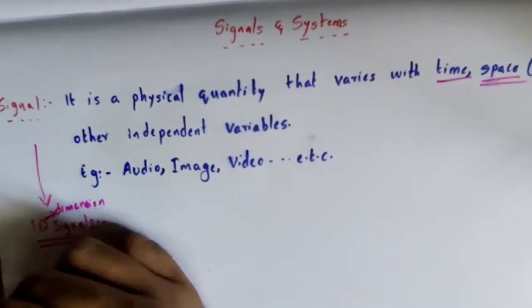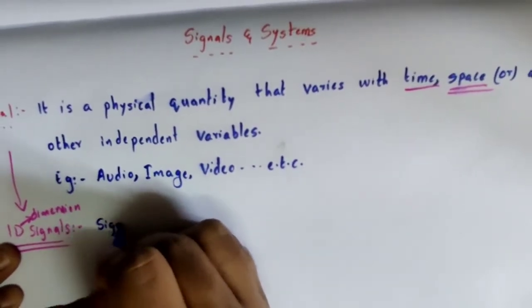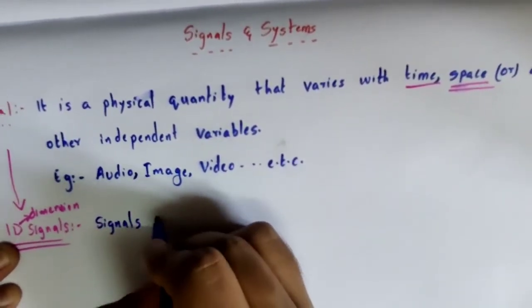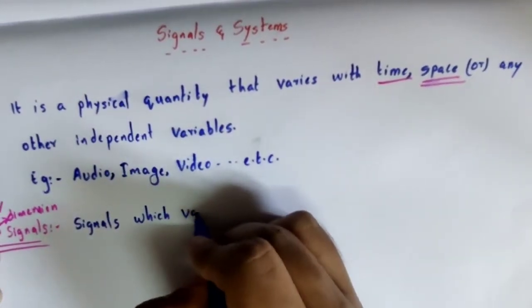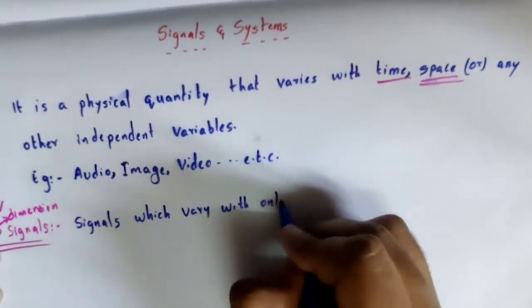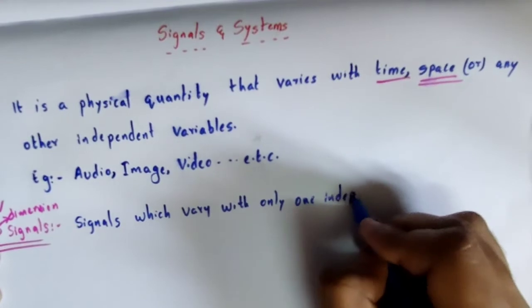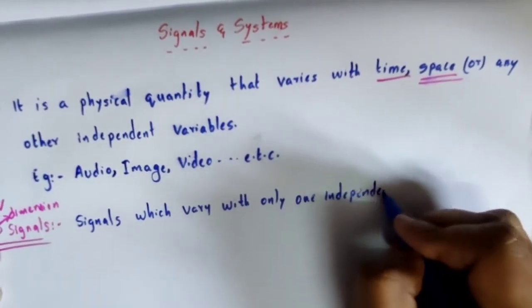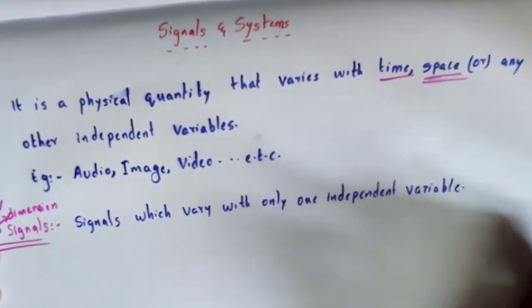Let me write the definition. Signals which vary with only one independent variable are known as one-dimensional signals.